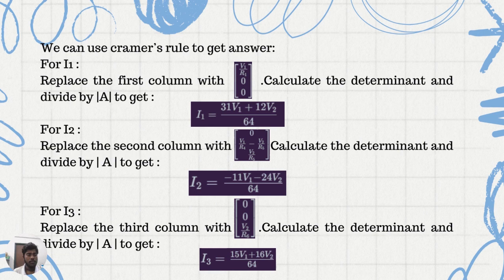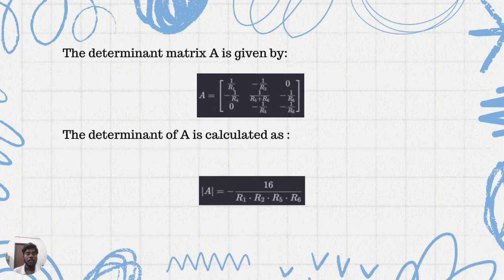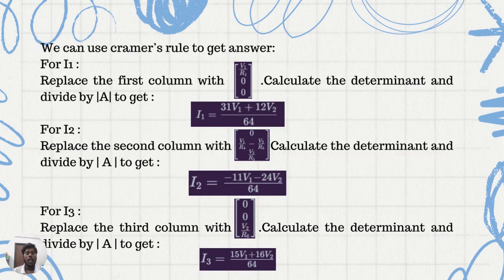First of all, replace the first column with V1 over R1, 0, 0. Calculate the determinant and divide by the determinant that we get from here. After that, we can get the I1 value. Second, we can get I2 by replacing this. After that, we can calculate the determinant, and third is also the same.